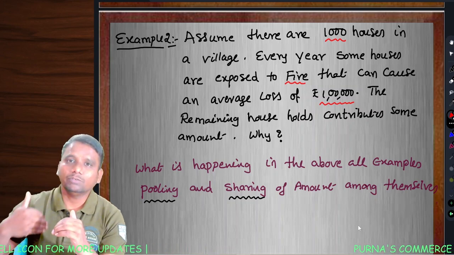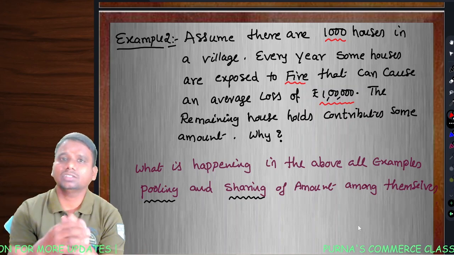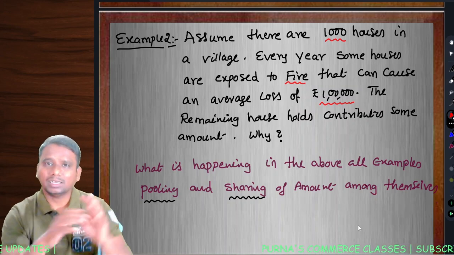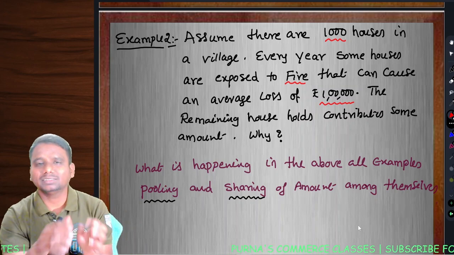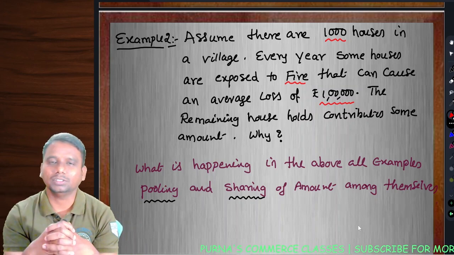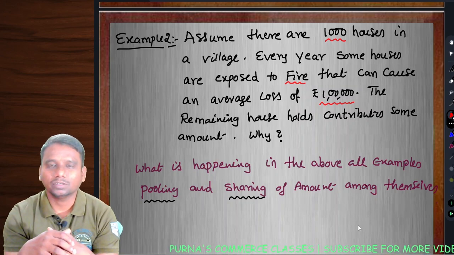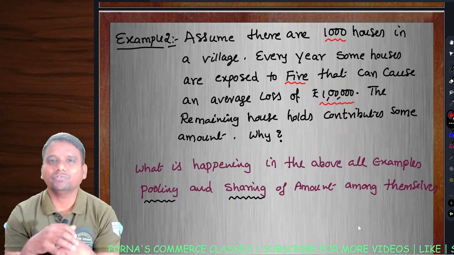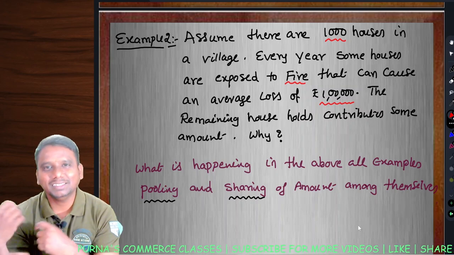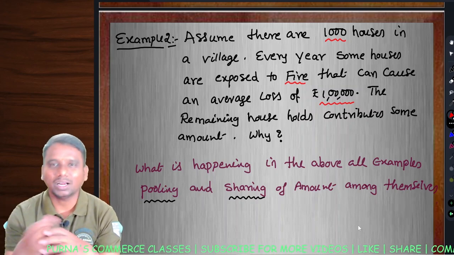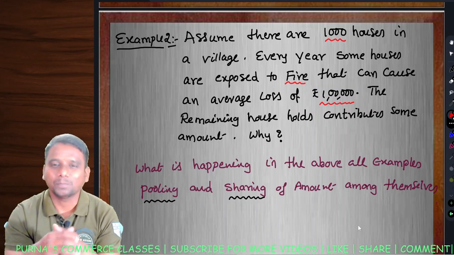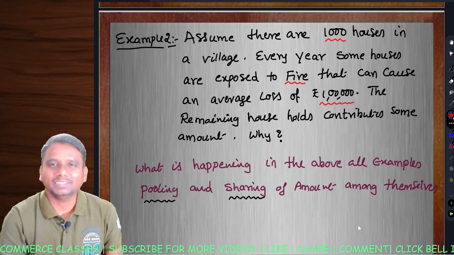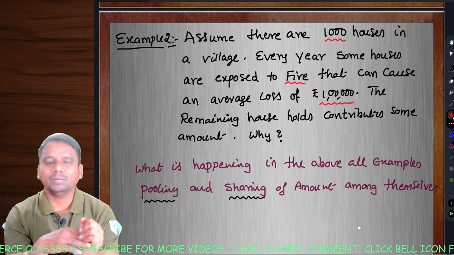Because if they want to construct the house again, they need some money. Now, what happened? Again, the remaining people contributed some amount and donated it to the needy people. Why? Because these people are suffering from financial loss, the other people contributed some amount and handed it to them. Again, tell me, is this humanity or not? Yes. Now, what is happening in all the above examples?